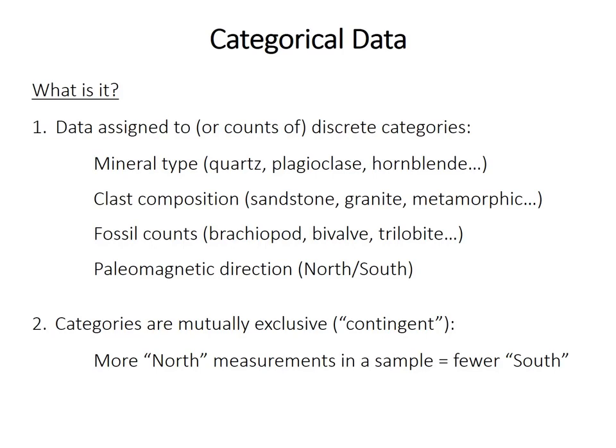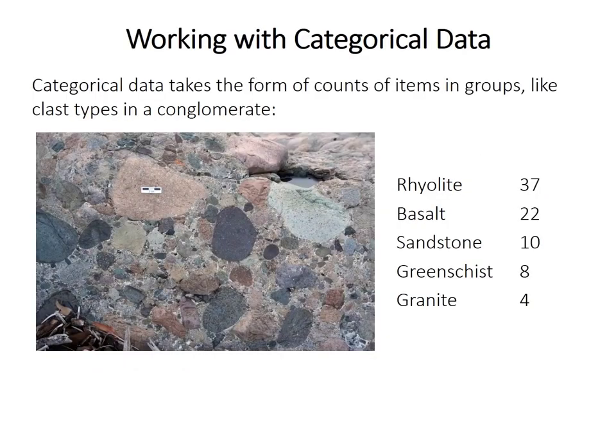So a rock can't be both sandstone and granite, so that means that more counts that you have of sandstone in a sample of 100 rocks means that you must have fewer granites. More north measurements means fewer south. So the abundance of one category is contingent or dependent on the abundance of the other categories. So here's a hypothetical example where we have counts of rock types found in a conglomerate.